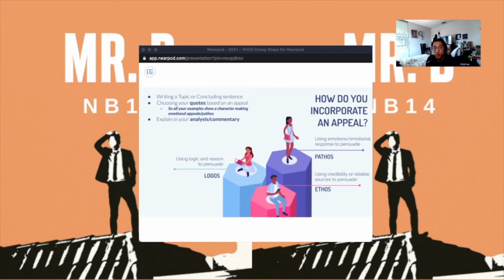How do you incorporate an appeal into your body paragraph? You can do this by writing a concluding or topic sentence.